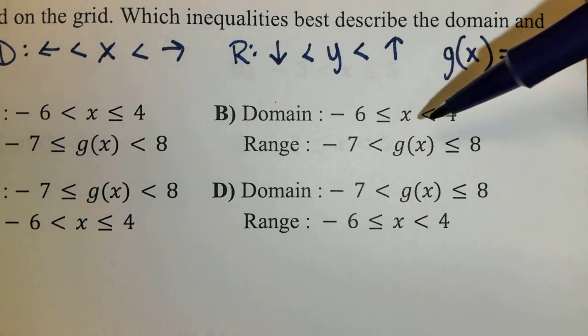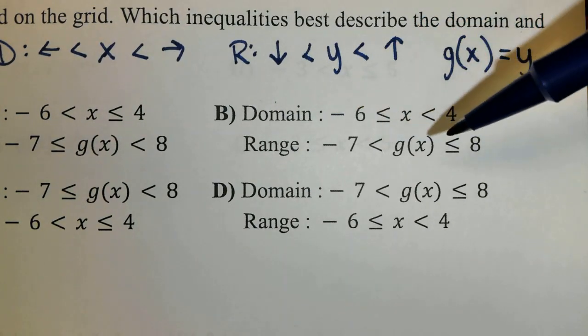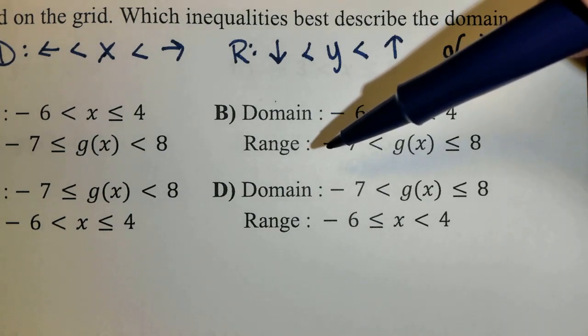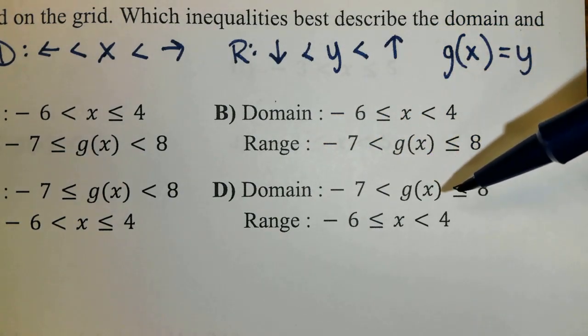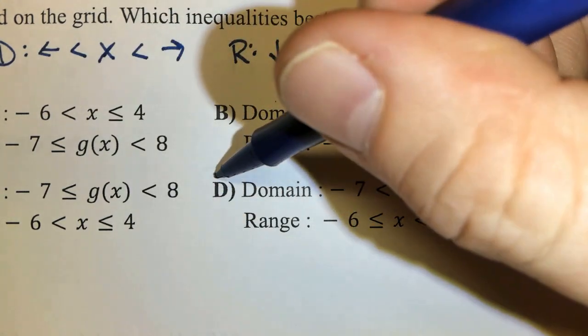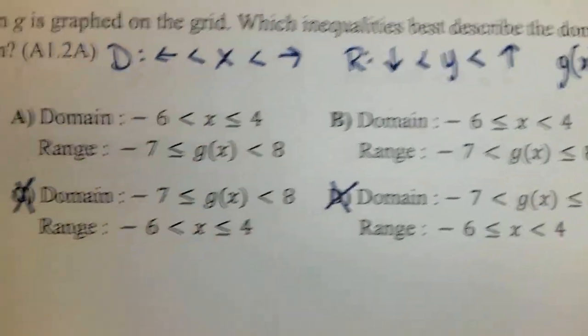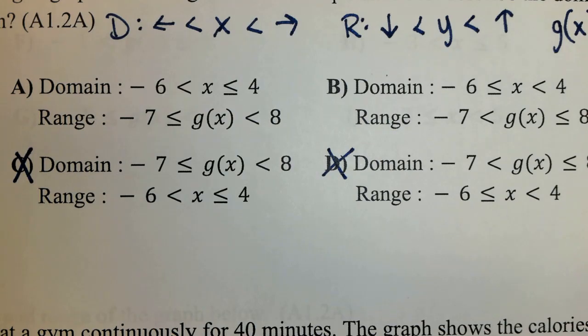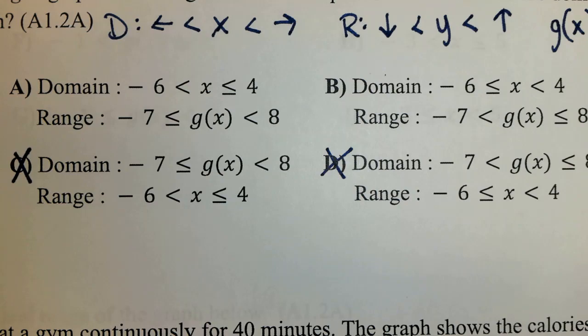Okay, so let's look at B. X is with domain, g of x is with range, that's right. Look at D, x is with range, that's wrong. Okay, so D is wrong, we don't need that one. So look, before even looking at numbers or the graph or anything, I got rid of half my answers simply because they aren't written correctly, because I know x has to be a domain.